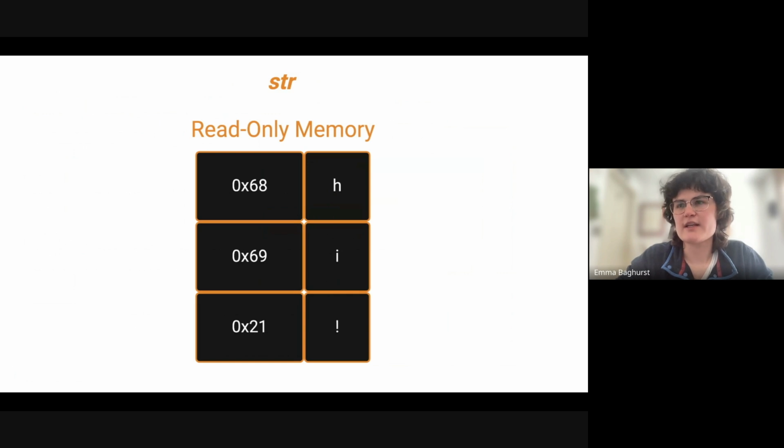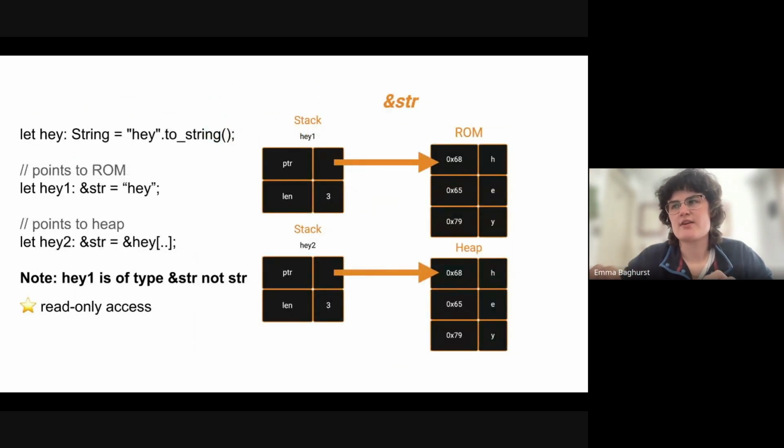They don't have a fixed size because it depends on whatever the word is. So if the word is hello or hi, they're going to have different sizes. And that's why it's embedded in that read-only section. It can't change during runtime. So &str is slightly different, and hopefully I can explain the difference between the two and why you're only really going to see &str in code.